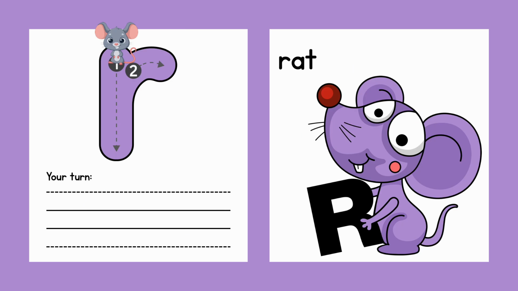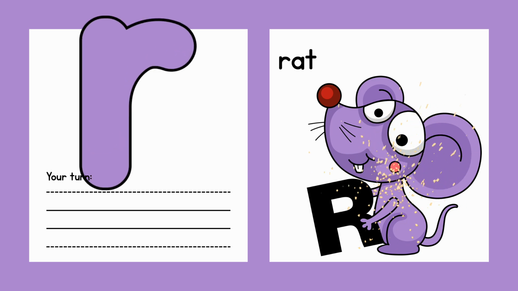Great work. R sound. And the rat is going to help us write the R sound. Starting from the top, all the way down, back to the top and a kick. Fantastic. Well done. Great work. Now let's write the R sound.